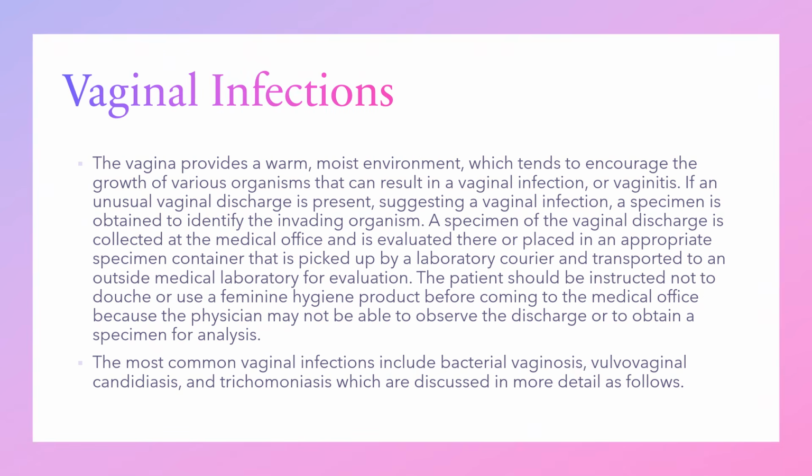So we're going to start off diving into vaginal infections first. So the vagina provides a warm, moist environment, which tends to encourage the growth of various organisms. Like we learned about in one of the first couple of chapters, pathogens and microorganisms love a dark, moist, warm environment. So this can encourage that growth that can result in these infections. If an unusual vaginal discharge is present, suggesting a vaginal infection, a specimen is obtained to identify the invading organism. A specimen of the vaginal discharge is collected at the medical office and evaluated there or placed in an appropriate specimen container, and then they'll send it to an outside lab for evaluation.